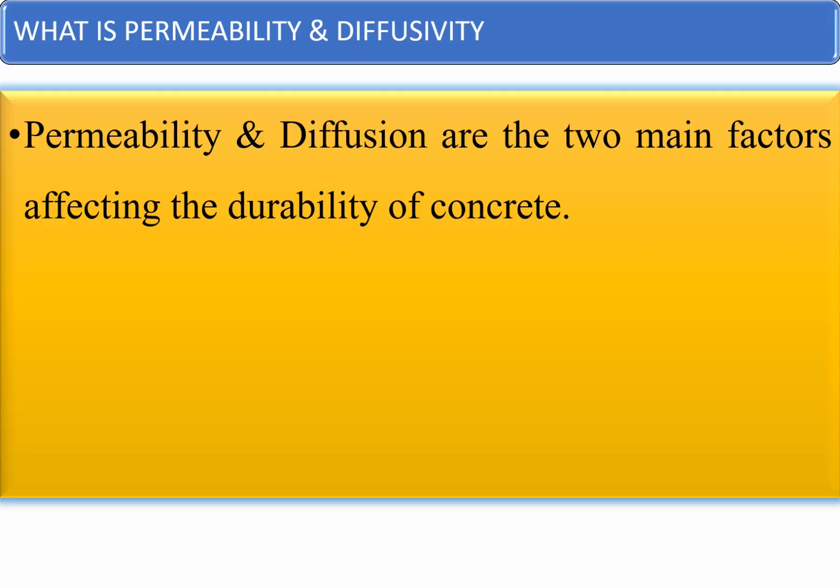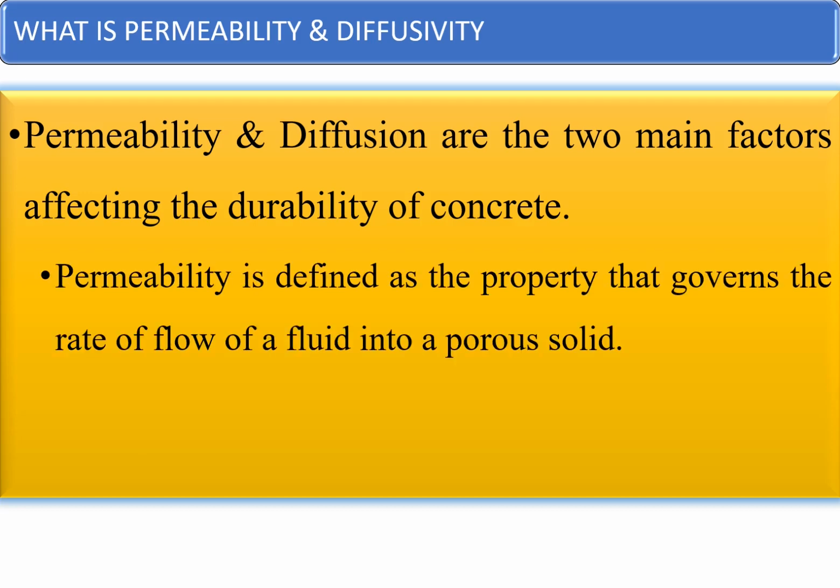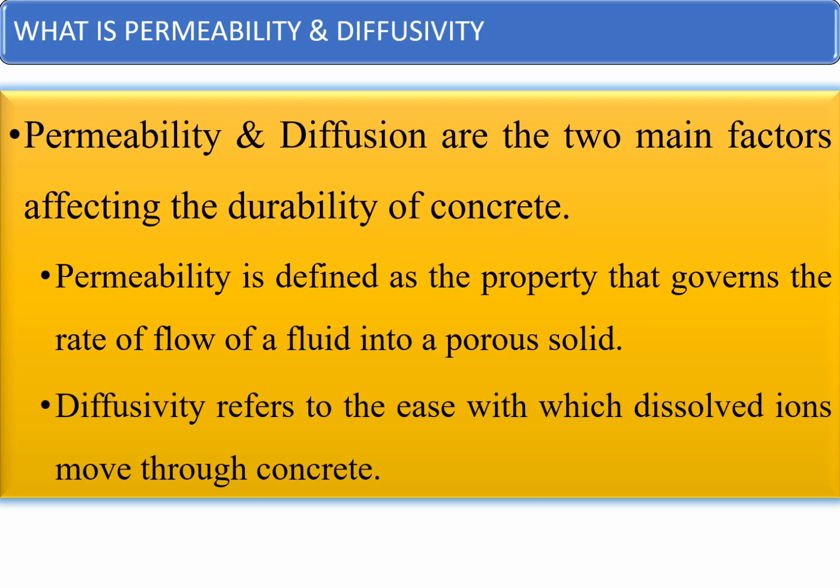Now, the permeability and diffusivity are the two main factors affecting the durability of the concrete. In the previous module, we talked about the water permeability test in concrete. Permeability is defined as the property that governs the rate of flow of a fluid into a porous solid. Diffusivity refers to the ease with which the dissolved ions move through the concrete. These definitions of permeability and diffusivity are directly affecting the durability of the concrete.